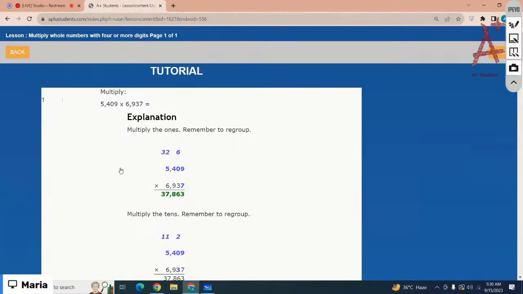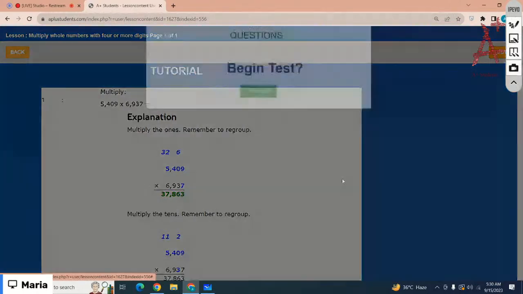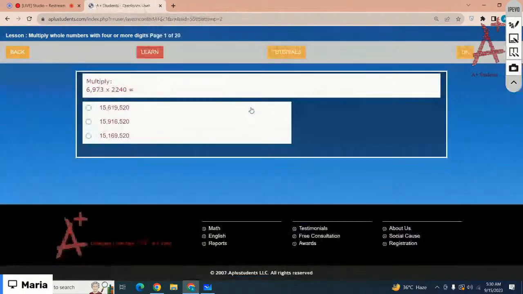The next lesson is multiply whole numbers with four or more digits. That's what I did in the tutorial. It's a bit long question, but you have to do just two of them. Please do not use calculators. I want you guys to be perfect with multiplication. Okay, multiply 6973 times 2240. So just do it in your notebook and write the answer in the chat box. I am waiting.